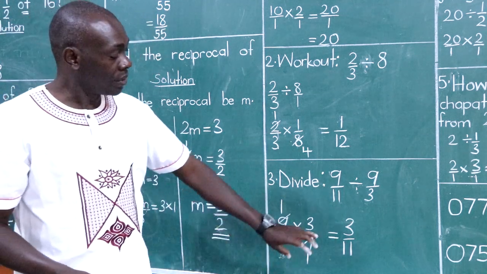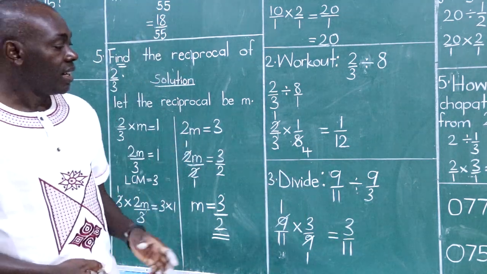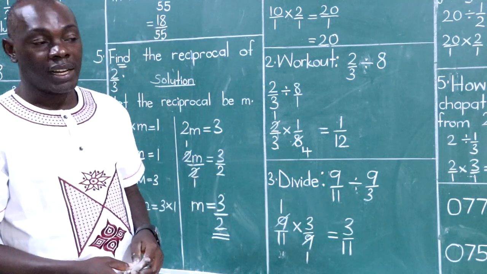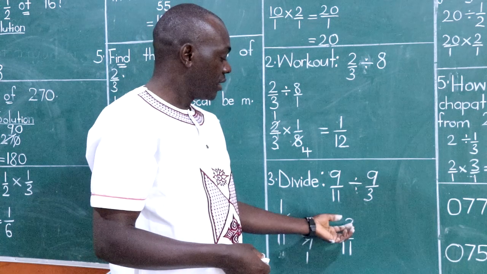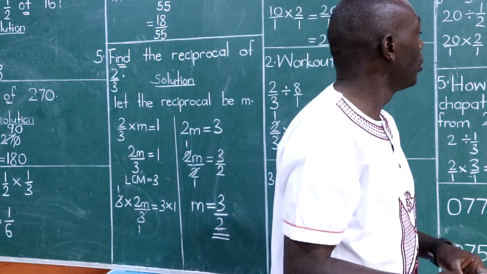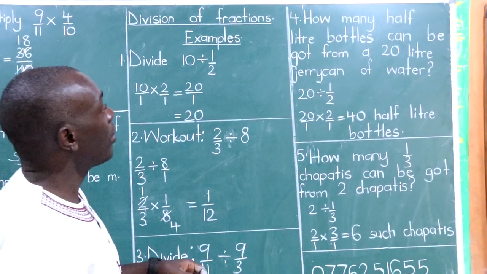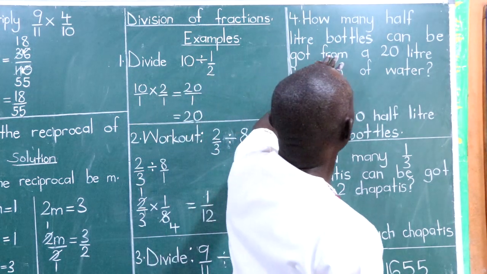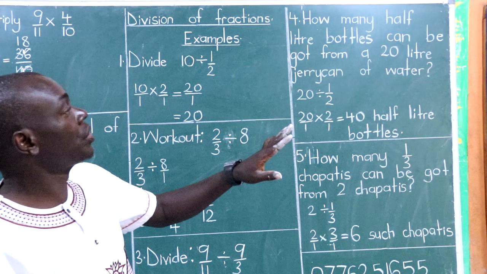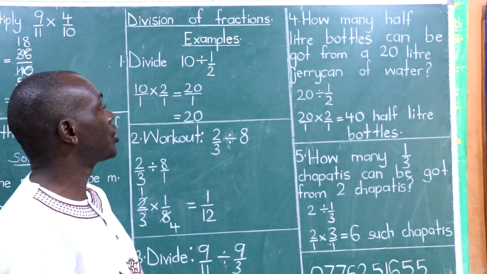Technically, we say 3/11ths is the answer. And that's all, nothing else, because 3 out of 11 can never be reduced. So it doesn't have any common divisor. So we then look at example 4, which reads, how many half-liter bottles can be got from a 20-liter jerry can of water?